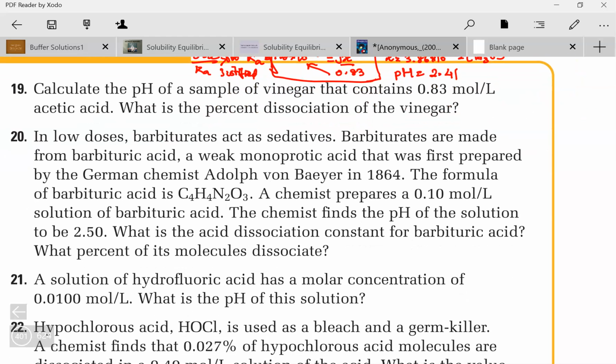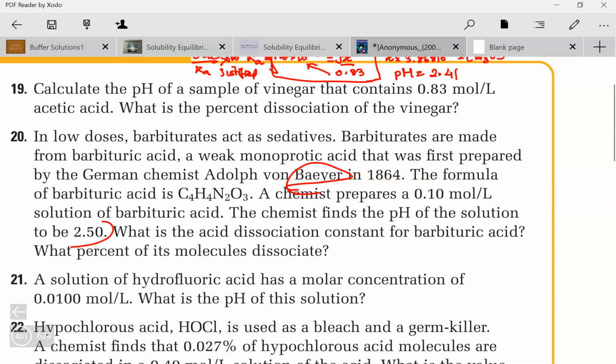Barbiturates, barbituric acid. Bayer. I wonder if that's where the company Bayer comes from. Interesting. The formula is blah blah blah.